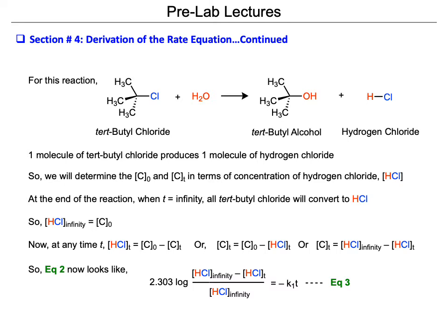We know that the C0, or initial concentration of the tert-butyl alcohol, is equal to HCl infinity, or the concentration of the hydrogen chloride at the end of the experiment. So we can then substitute all of that into equation 2. So equation 2 looks like this: 2.303 logarithm base 10 of the infinity concentration of hydrogen chloride minus the momentary concentration, over the infinity concentration of hydrogen chloride, which is equal to minus the coefficient times t. We call this equation 3.